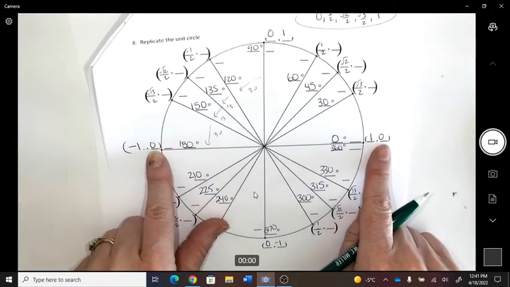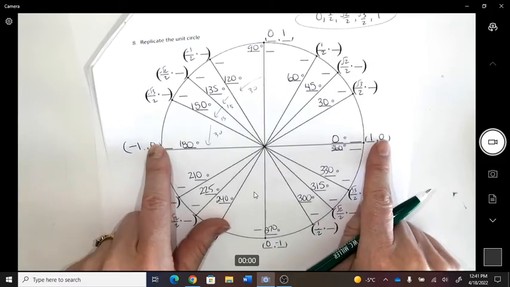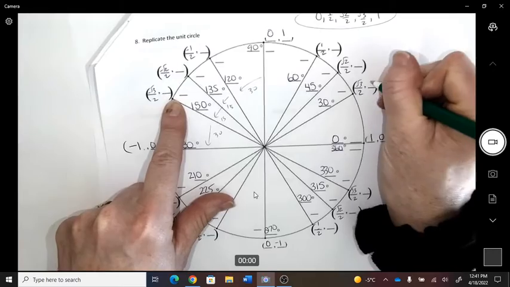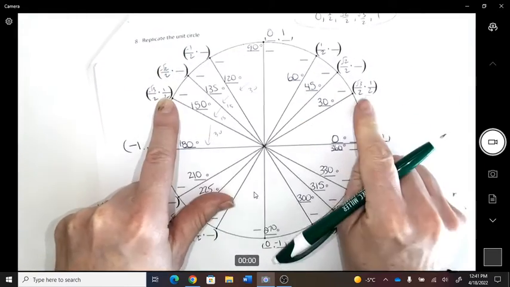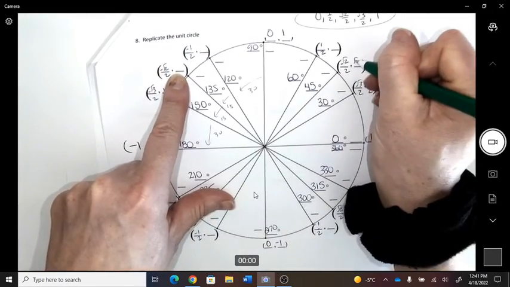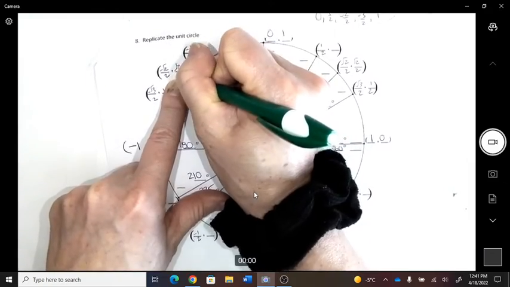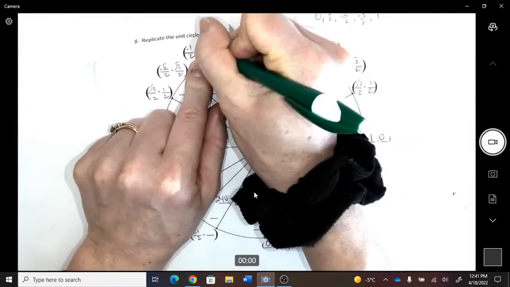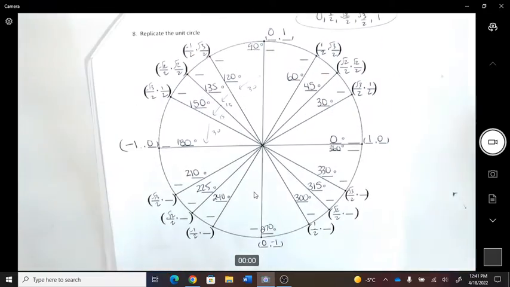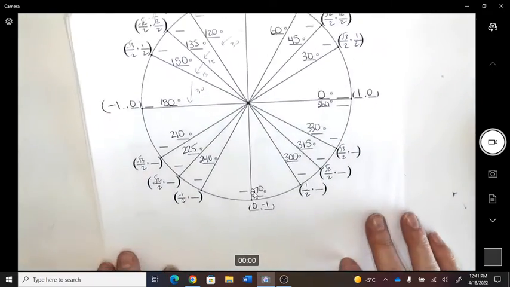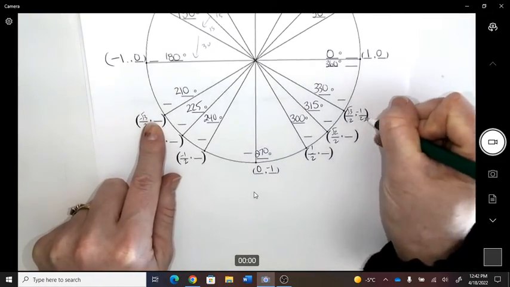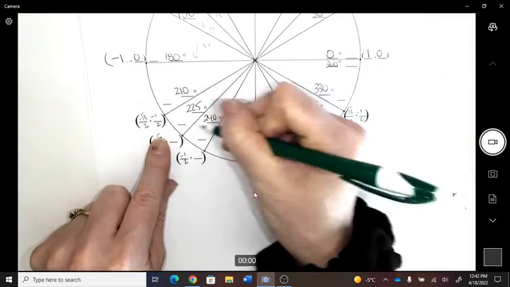Y is 0. So now from Y, 0, I move up. So this is me moving up to a half. Up, root 2 over 2. Up, root 3 over 2. And the highest is 1. Okay, and then move down, down, down.